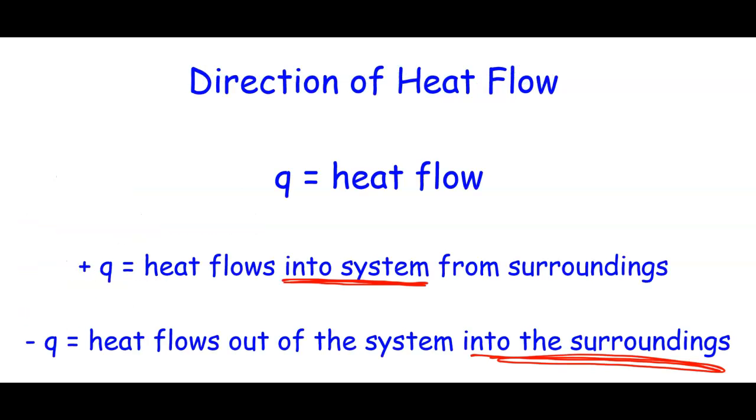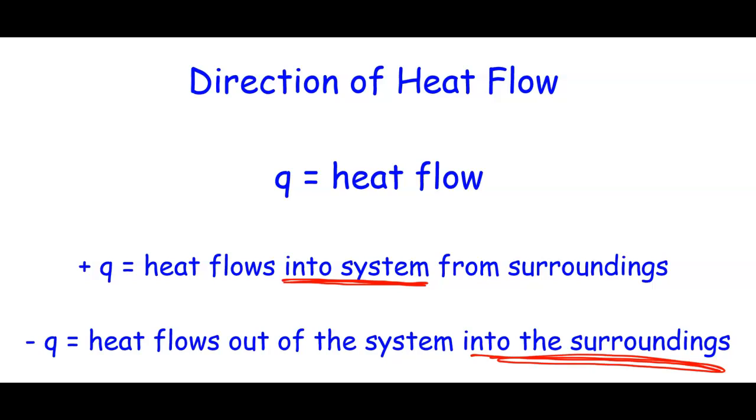So now we're going on to the top of page 3. So direction of heat flow, there are some terms to define there. Q, remember, means heat or heat flow. A positive Q means heat is flowing into the system from the surroundings. A negative Q means heat flows out of the system into the surroundings.